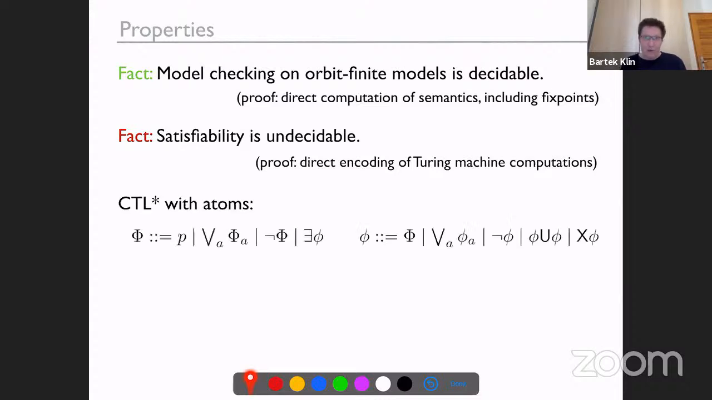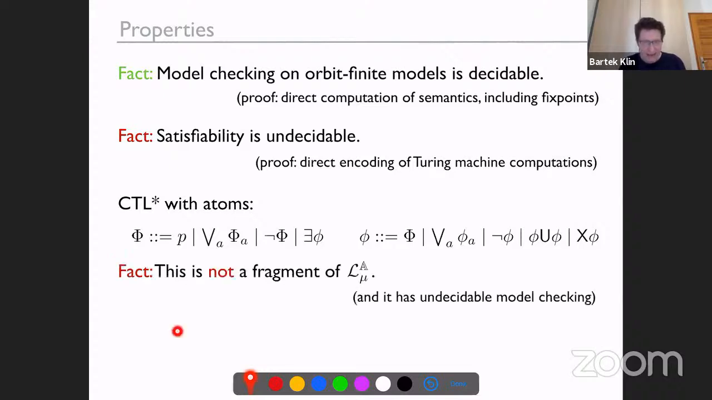Another property is that we can also speak about CTL star with atoms, arising from CTL star in exactly the same way as I did. So I just replace binary disjunction with an orbit finite one. And in fact, it turns out that this is not a fragment of our mu-calculus, and it has undecidable model checking even. So it's not a very well behaved logic. The mu-calculus with atoms used to be more expressive, now it's not exactly more expressive, it's incomparable, but it also has some better properties. It has decidable model checking.